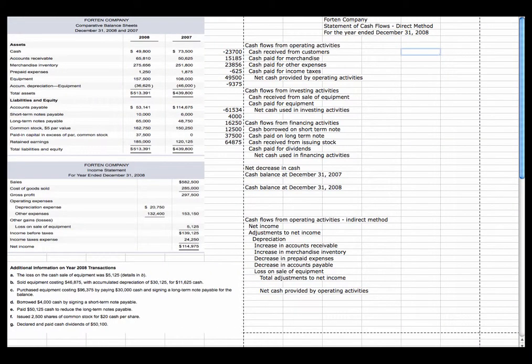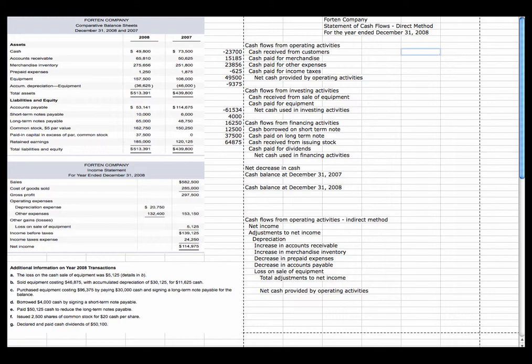Problem 12.3a is a continuation of problem 12.1a. What I'm going to do here is we're going to do the direct method version, and also I gave you the shell at the very bottom on the right hand side for if we were going to do the indirect method. Remembering that the only difference between the indirect and the direct method is in the presentation of the operating activities.